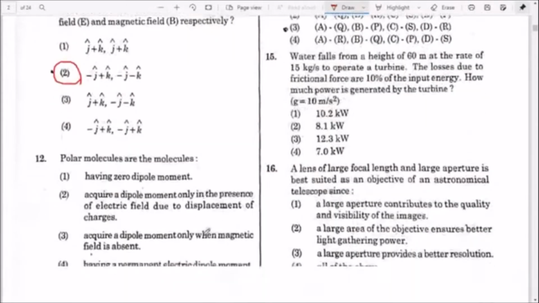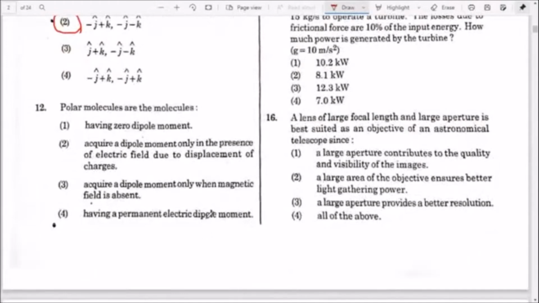Next, polar molecules are the molecules. What are the polar molecules? Option number 4, molecules having a permanent electric dipole moment are said to be polar molecules. So option number 4 is the correct option, students.